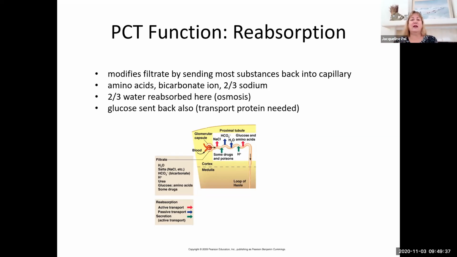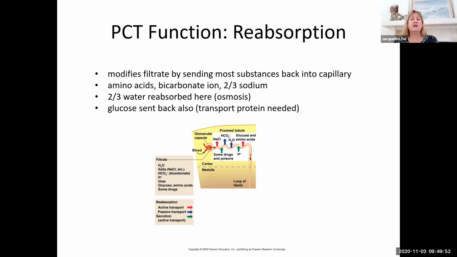We're also going to be sending back amino acids, bicarbonate ion, the vast majority of the sodium. And we will send back glucose as well, thereby leaving us a much smaller pool of solutes to travel in what's left of that filtrate.